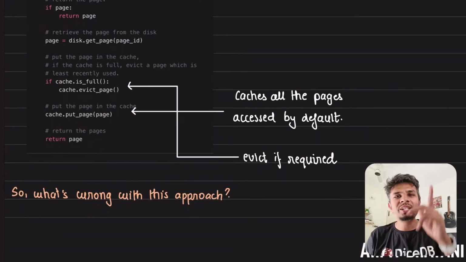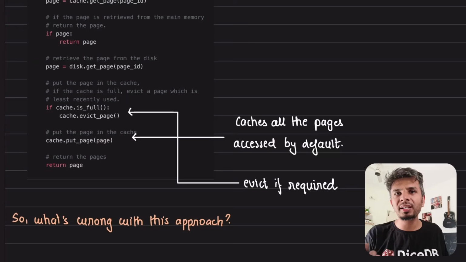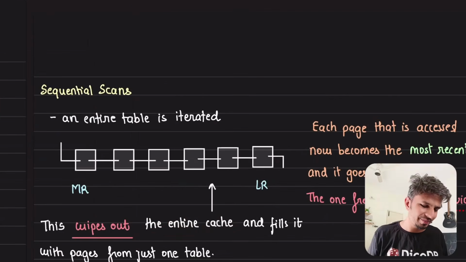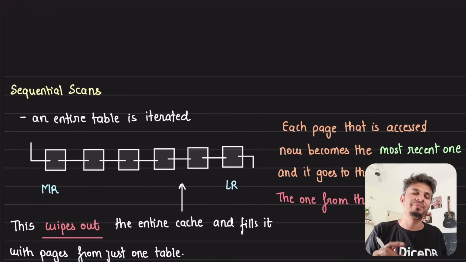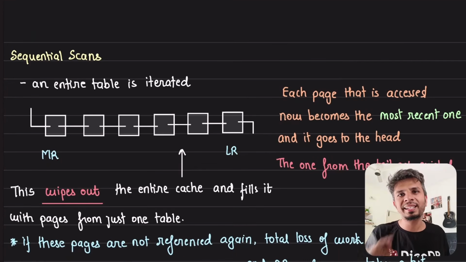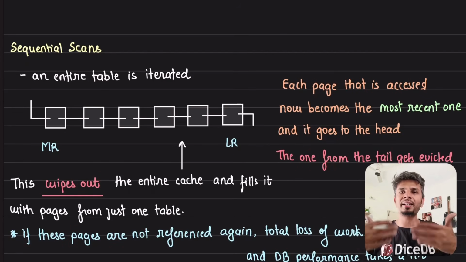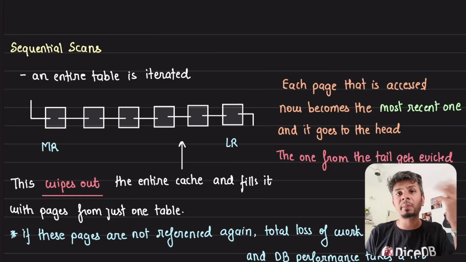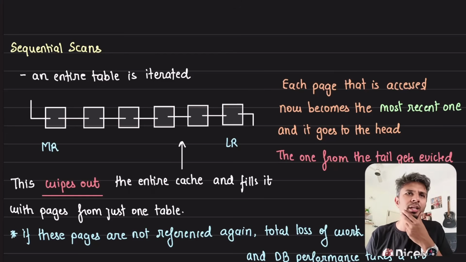So what's wrong with this approach? This is pretty standard. It's difficult to find something wrong in this approach, but there is something wrong. The wrong thing is when sequential scans happen. In case of a sequential scan, imagine you're iterating an entire table. In what condition would you iterate an entire table? Imagine you are dumping an entire table onto the disk. That's one of the reasons you'd want to do that.